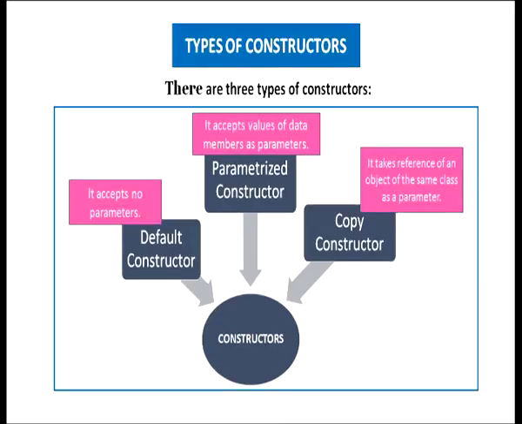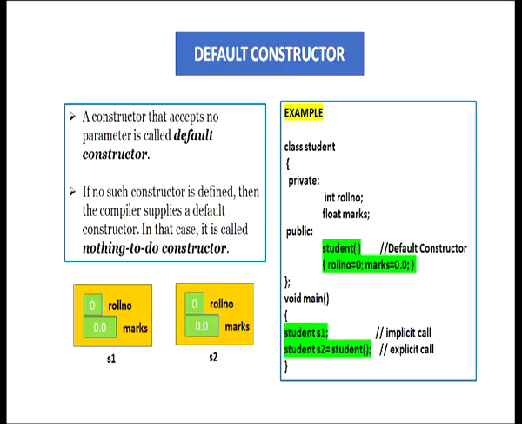Types of constructor. Usually there are three types of constructors: default constructor, parameterized constructor and copy constructor. Default constructor is a constructor that accepts no parameters. Parameterized constructor accepts values of data members as parameters. And copy constructor again accepts parameters, but in the case of copy constructor, the parameter is a reference of an object of the same class. Let us understand them with the help of an example.